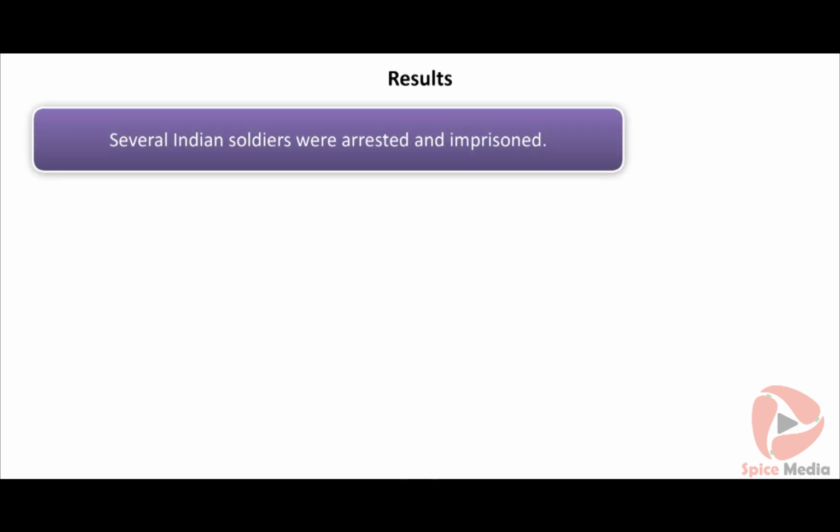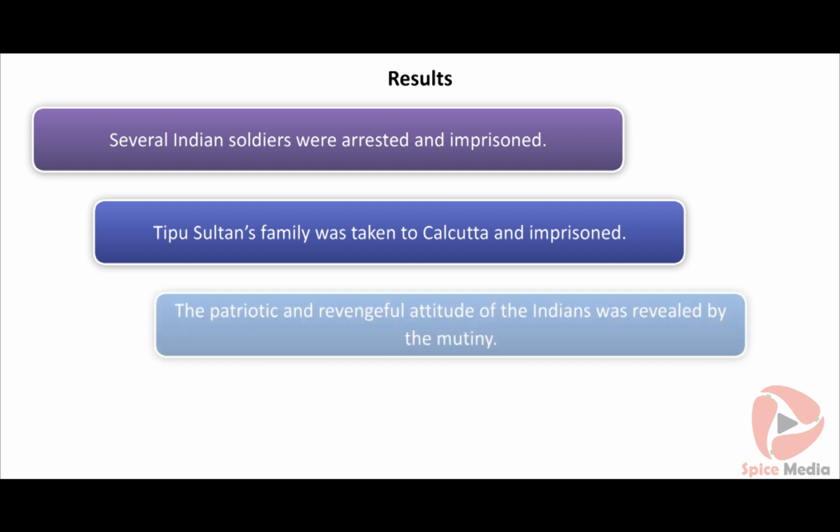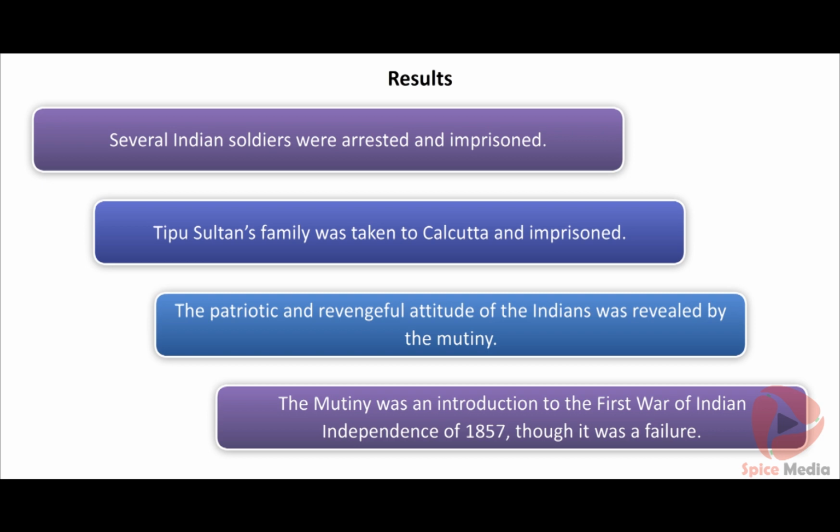Results. Several Indian soldiers were arrested and imprisoned. Tipu Sultan's family was taken to Calcutta and kept in prison for more than 6 years. The patriotic and revengeful attitude of the Indians was revealed by the mutiny. The mutiny was an introduction to the First War of Indian Independence of 1857, though it was a failure.